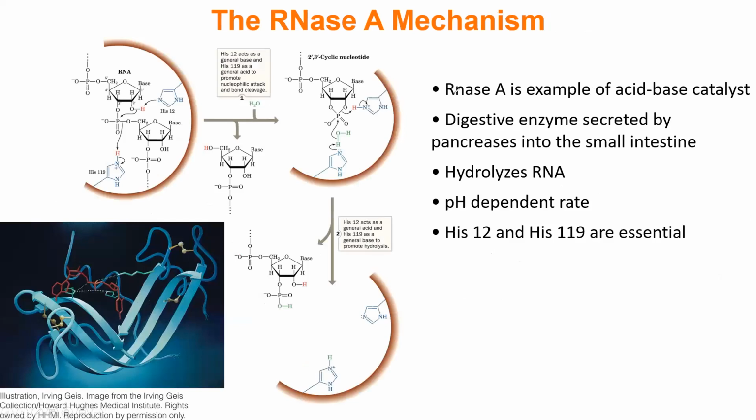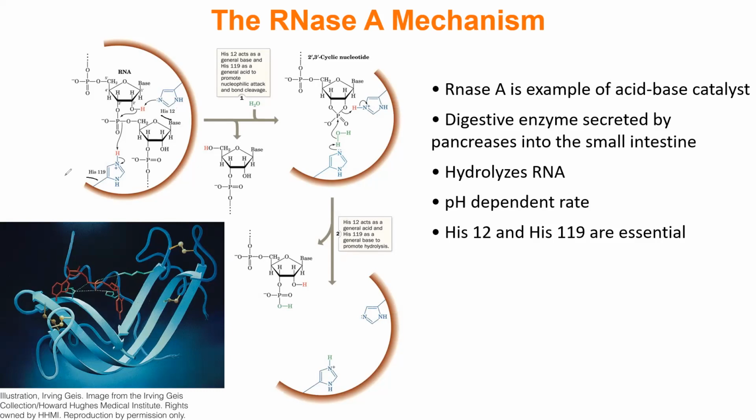So let's look at an actual acid-base mechanism in a real enzyme. The enzyme we're going to look at is RNase A. And this is an enzyme that will break down any RNA that you eat. And the way it does that is through acid and base catalysis using histidine.